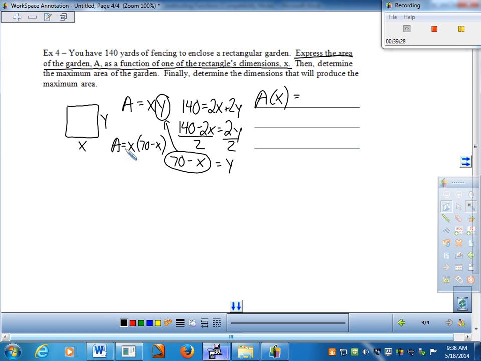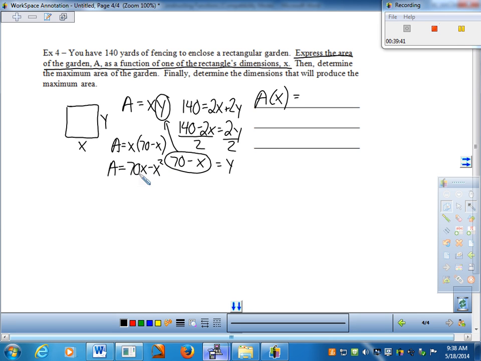I don't know. We've done our job, right, everybody? Area in terms of just x. I'm going to at least go ahead and distribute that x in. So 70x minus x squared. Is it absolutely necessary? No. But I did it.